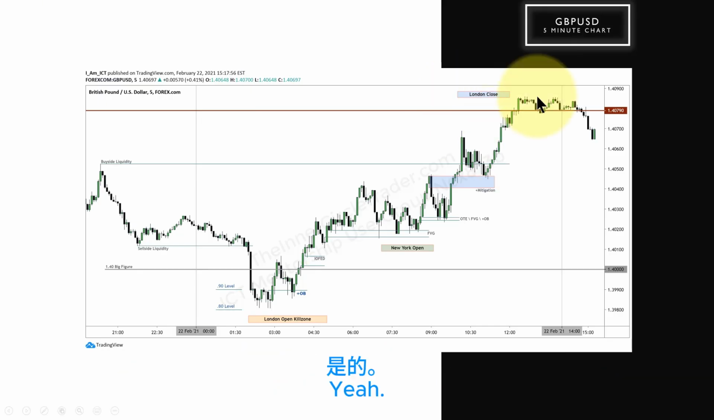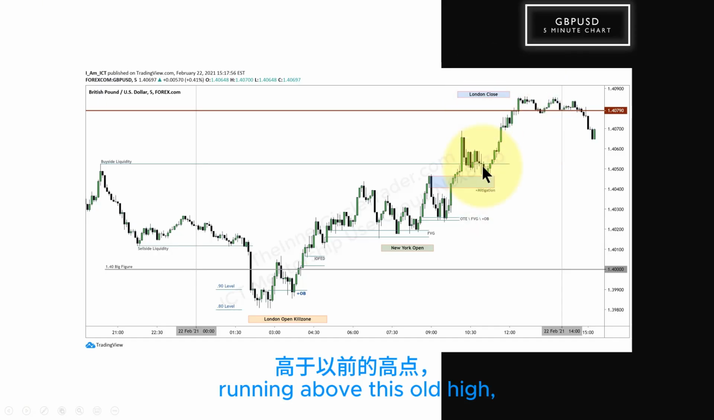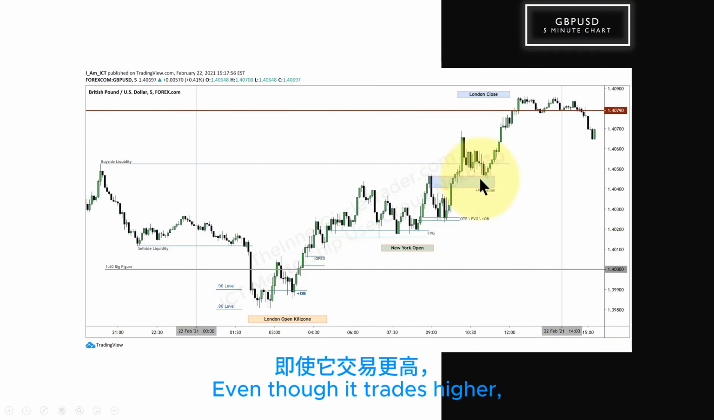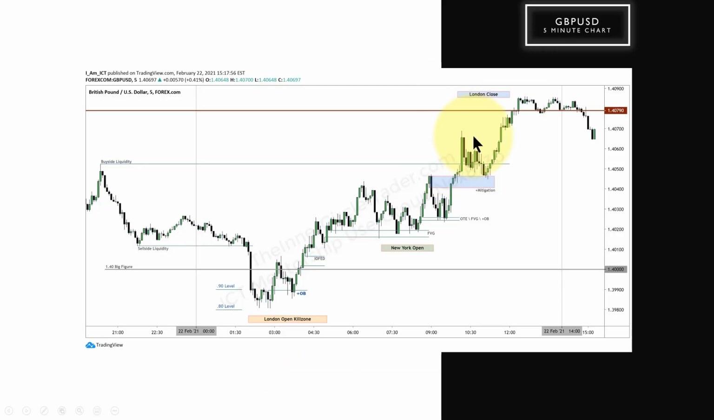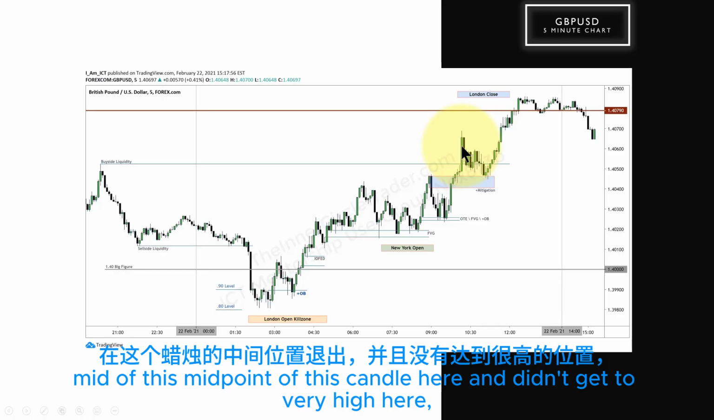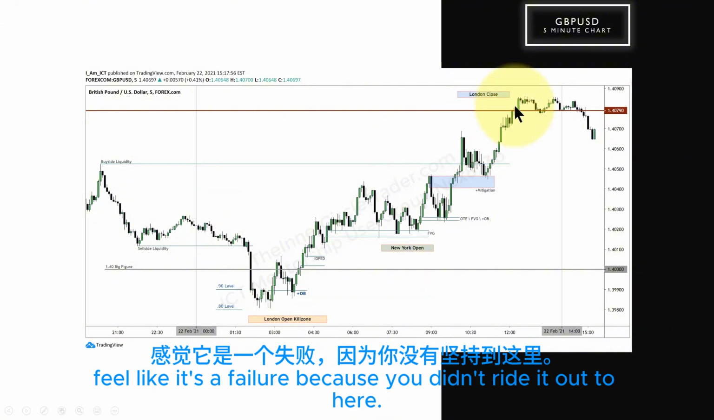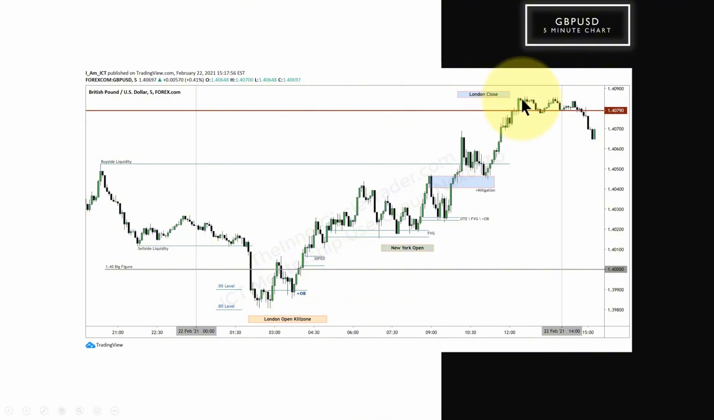Did it go higher? Yeah. But this here, running above this old high, this could be your daily high. Even though it trades higher, this was your model. If you got out at the midpoint of this candle here and didn't get to the very high here, would you be upset? No. But some of you in here feel like it's a failure because you didn't ride it out to here. And you need to deal with that.